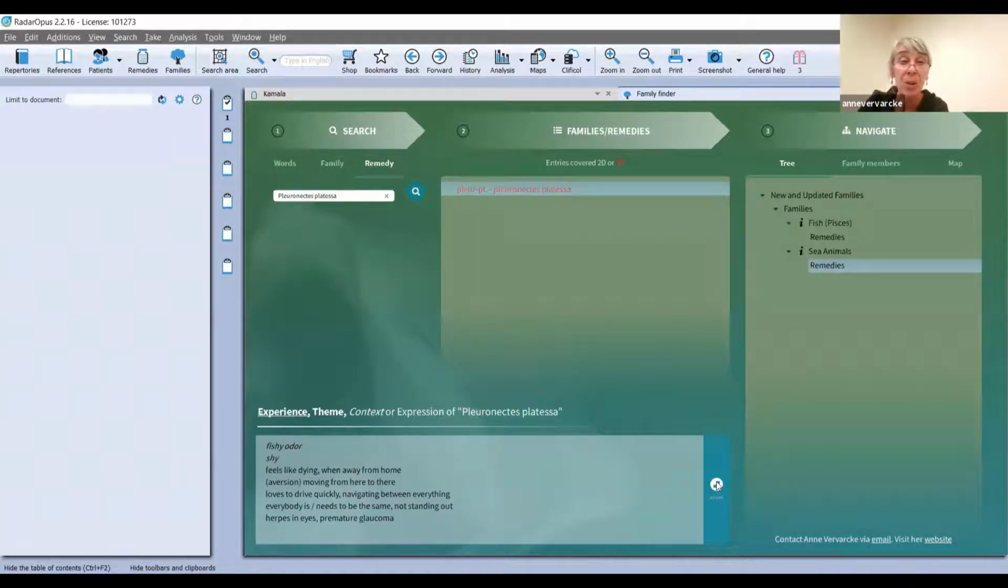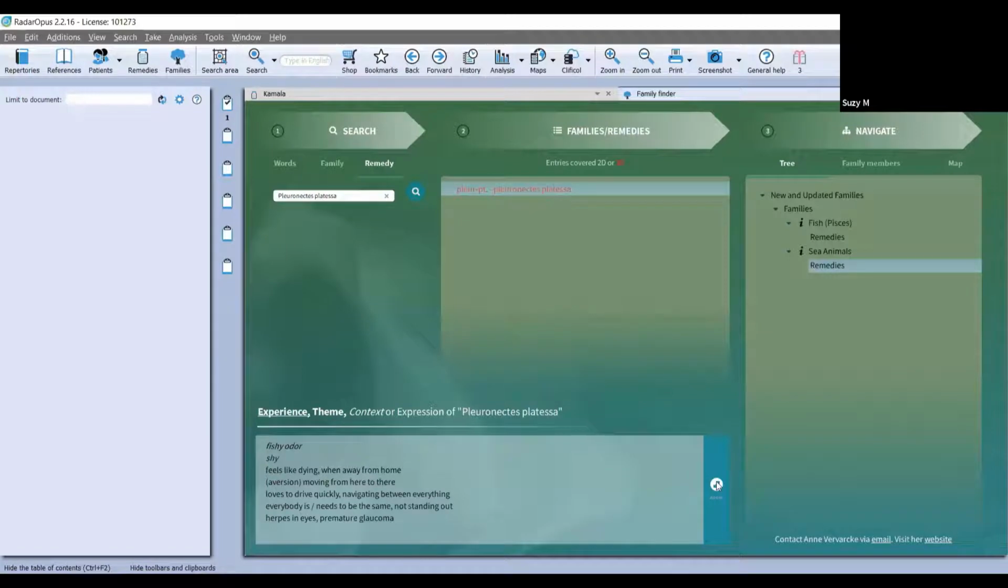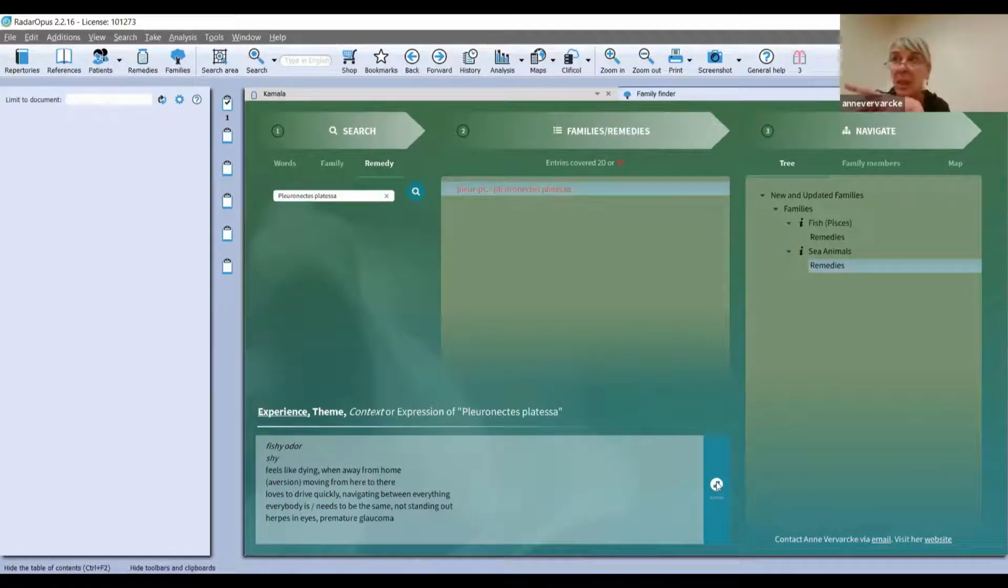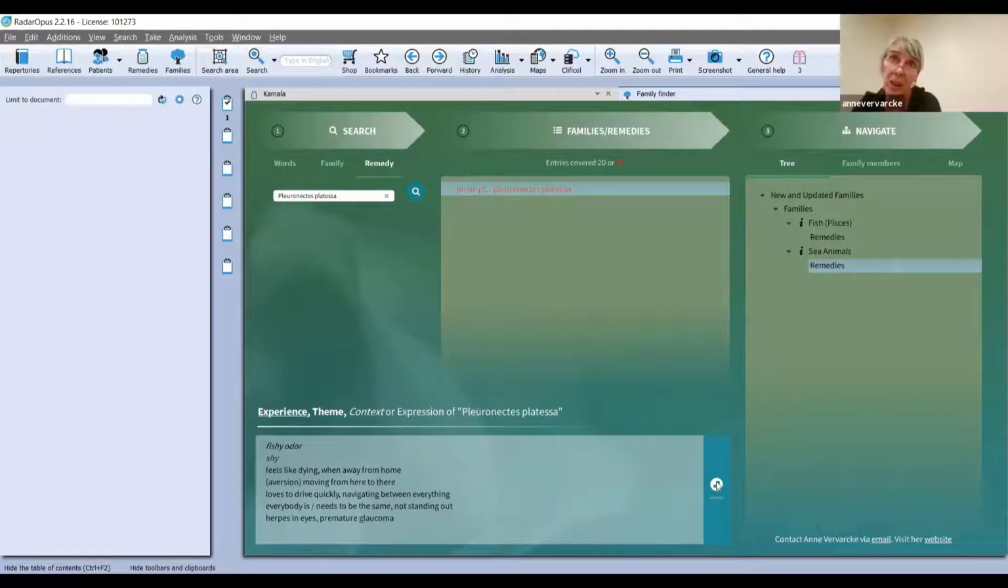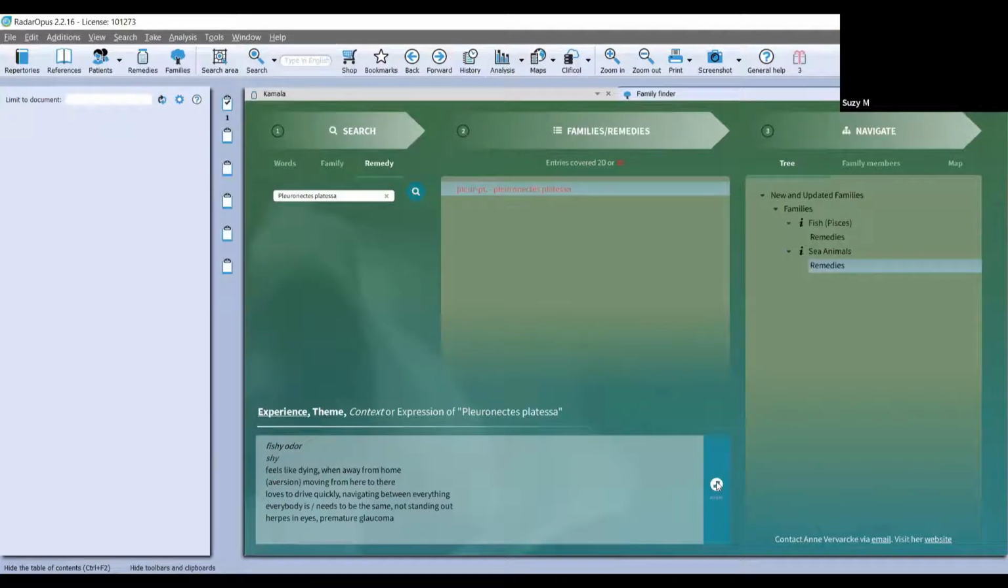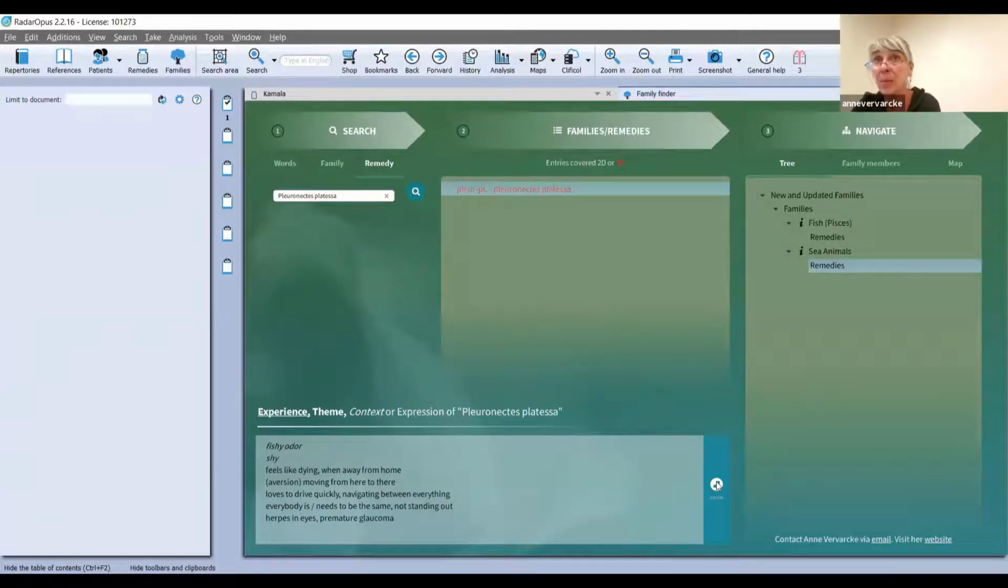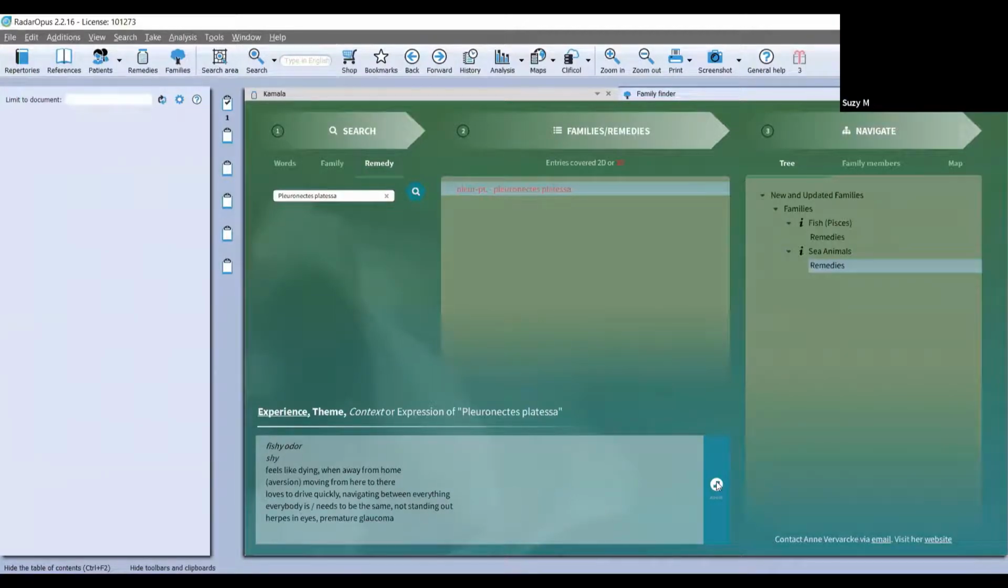So the fishy odor is context because it's in italics. And the shyness also means context. There's no experience and there's no theme. When I don't have it, I'm not inventing it. I cannot say what is the particular experience of this particular fish. I would expect it to have the same general features of all fish, namely weightlessness and all that. This particular fish didn't tell me.